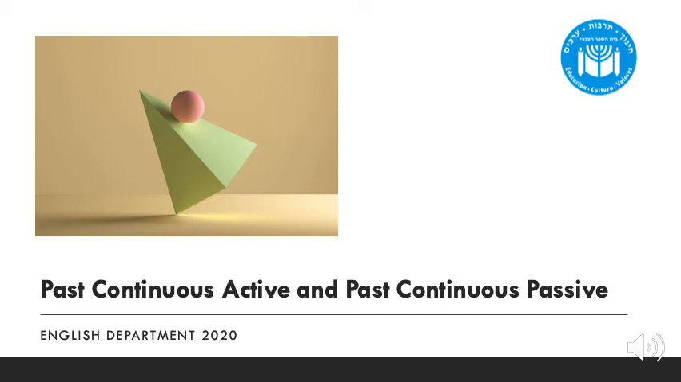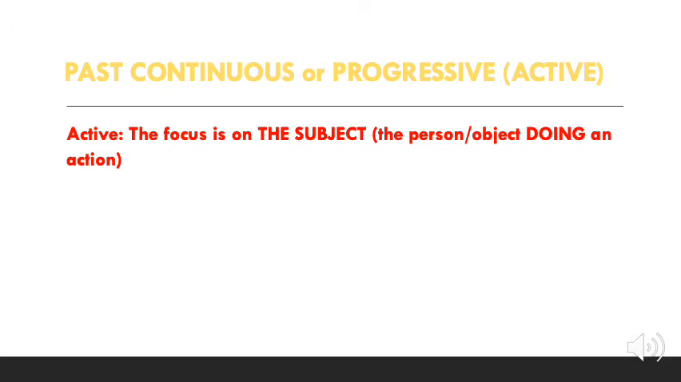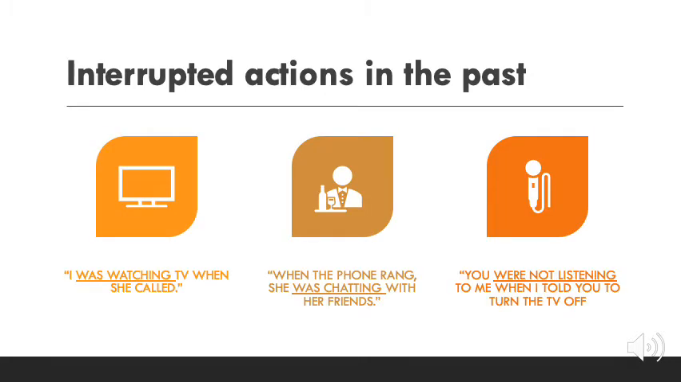The purpose of this video is to show the differences in the past continuous in active and passive form. So we're going to start with past continuous active. What does it mean that a sentence is active? It means that the focus is on the subject. The subject could be a person or an object doing an action. So it could be, for example, a person, an animal, or an object that is performing an action, is doing something. And there are different uses that are part of the past continuous.